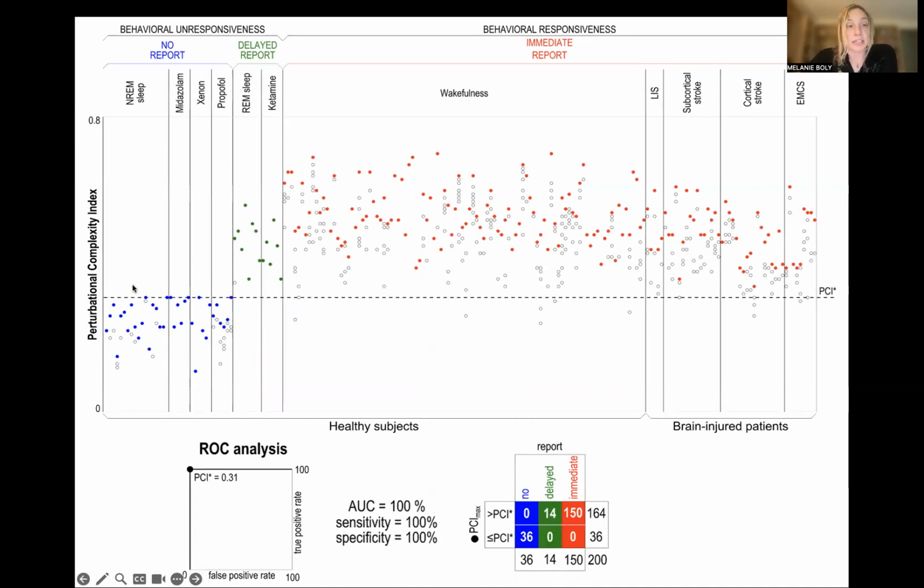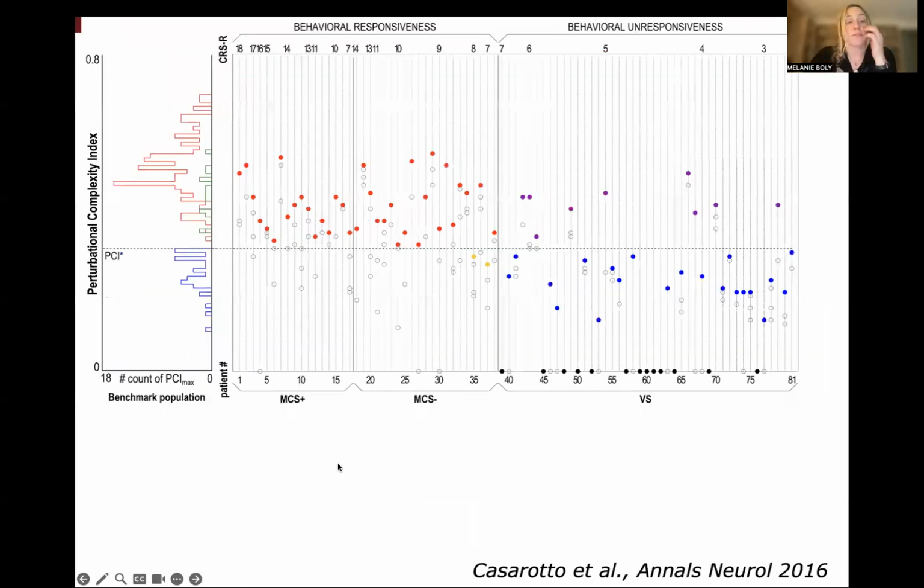We could see in these studies that if you're unconscious, like here in blue, the maximum perturbational complexity index in each brain is going to be really low compared to conditions where you have unresponsive consciousness, like in REM sleep or ketamine anesthesia, wakefulness, and importantly, in brain damaged patients that are conscious. In all these cases, the maximum PCI in each brain was much higher, to the point that we could draw a line of PCI 0.31 that could separate with 100% specificity and sensitivity who was conscious or not in this validation cohort.